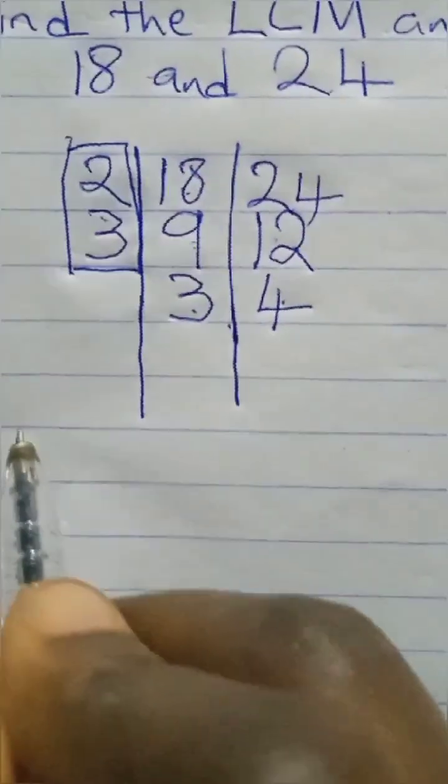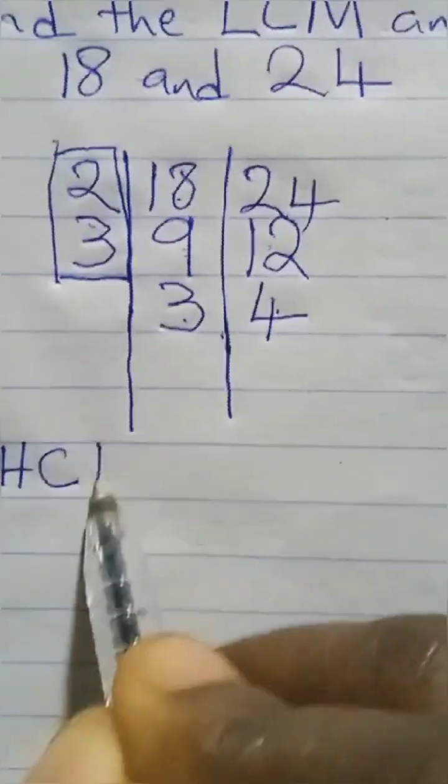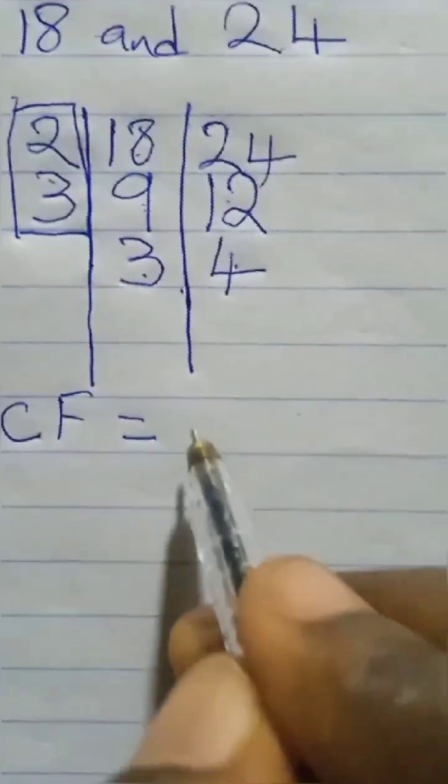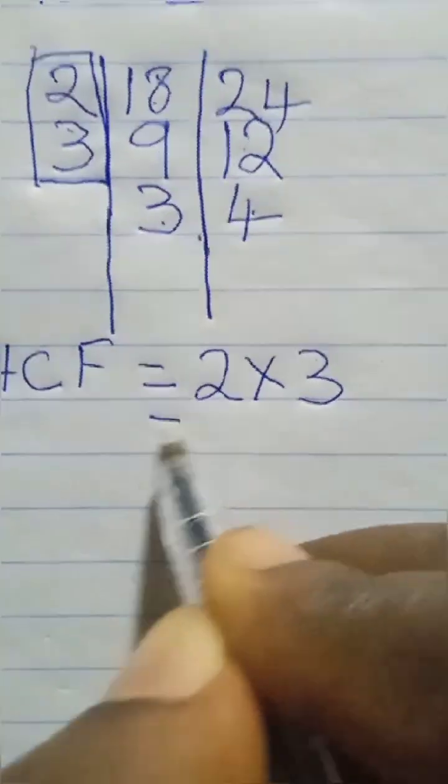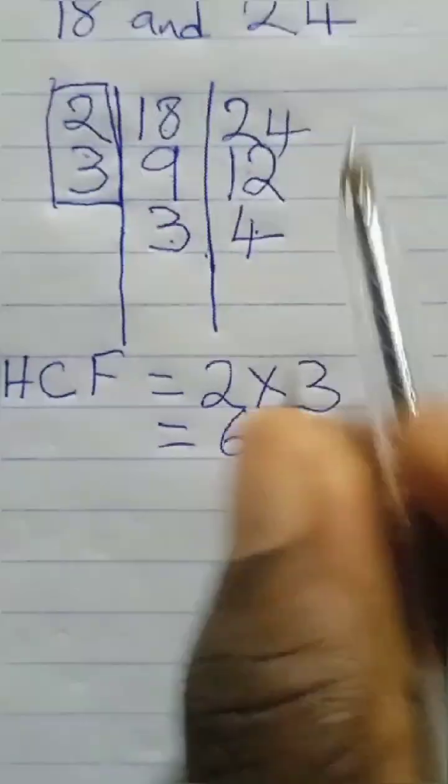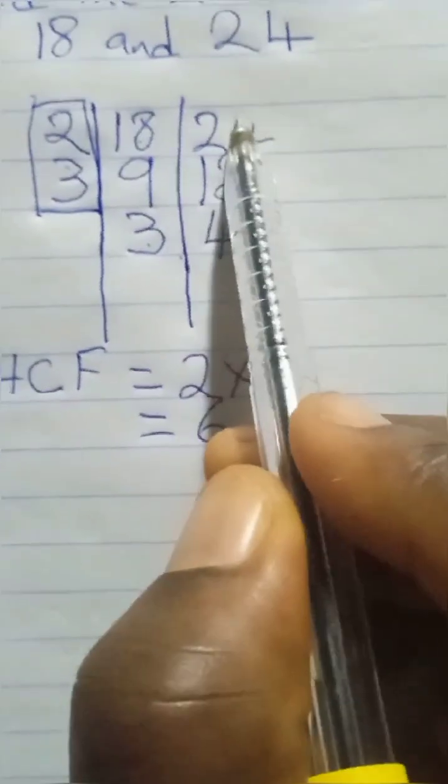So for me to find HCF, I will take the ones that divide both of them. That will give me the HCF. So the HCF will be 2 times 3. That will be what? 6. So the HCF of 18 and 24 is 6.